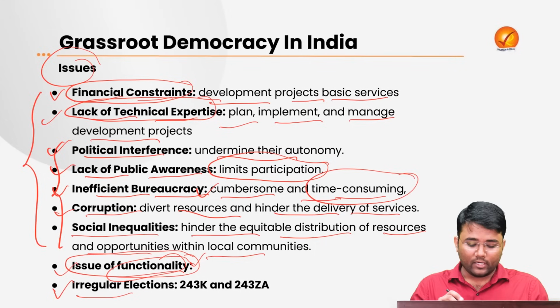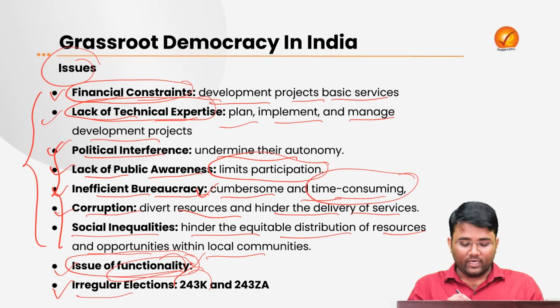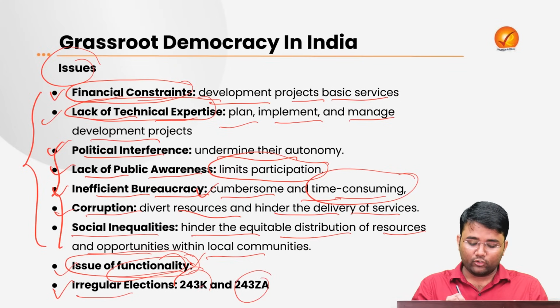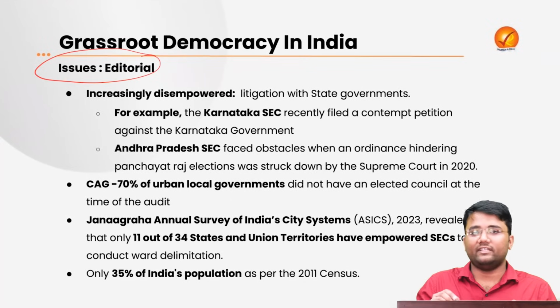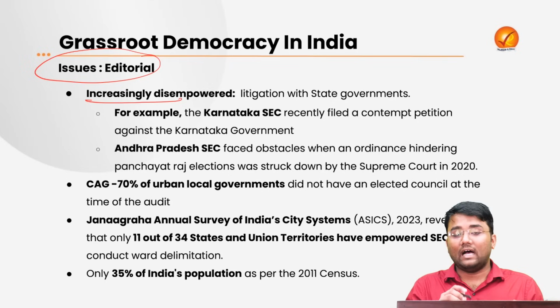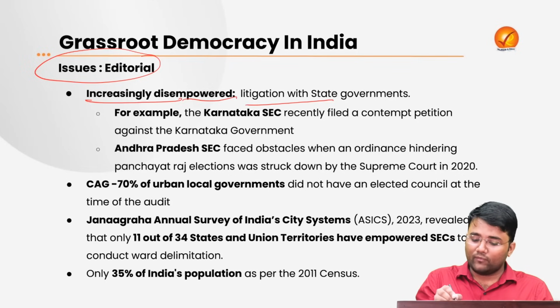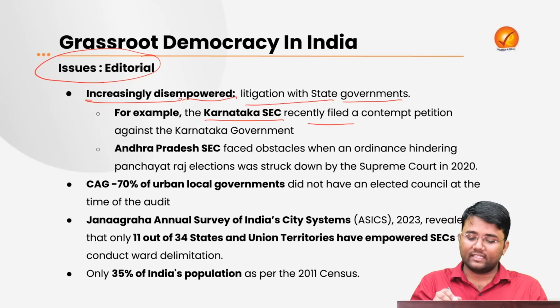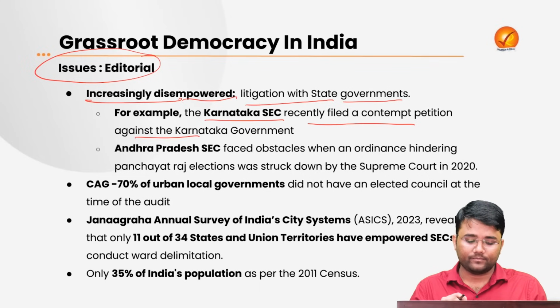Then the issue of irregular elections. The State Election Commission has been provided for under Article 243K and 243ZA, and this editorial is mainly highlighting issues related to the elections themselves, that these state election commissions are increasingly becoming disempowered. They have a lot of litigation with the state government. For example, the Karnataka State Election Commission recently filed a contempt petition against the Karnataka government for non-compliance with the order related to delimitation.